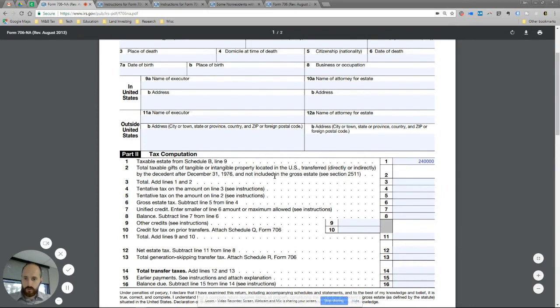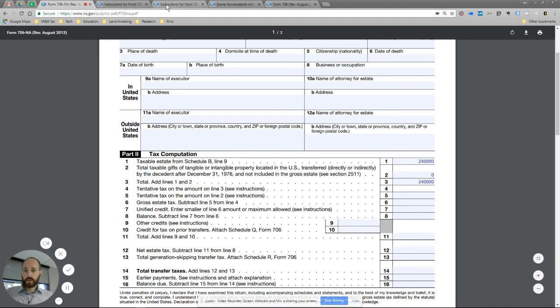Taxable gifts located in the U.S., transferred but not included. So these are gifts that happened that the decedent, the person who died, may have paid taxes on, but it didn't include in the estate. For this, we're putting 0, and then 240,123, tentative tax.